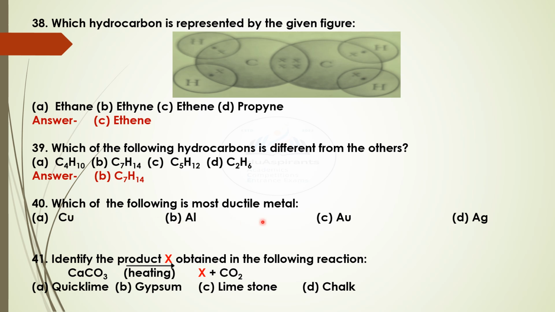Next question is, which of the following is the most ductile metal? Copper, aluminium, gold or silver? Au is gold, that is the answer.